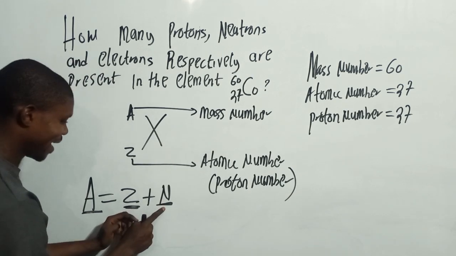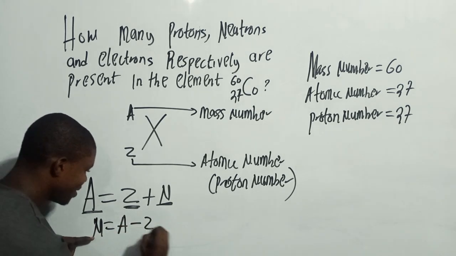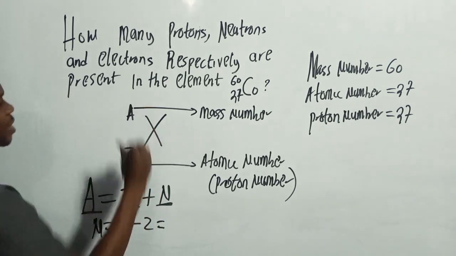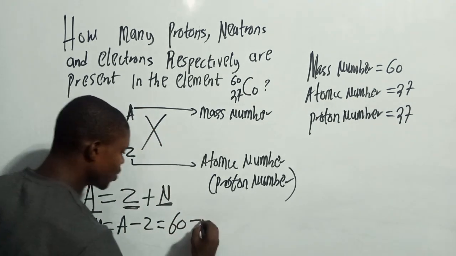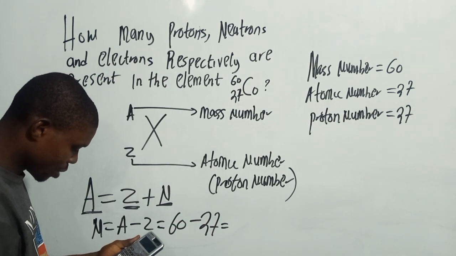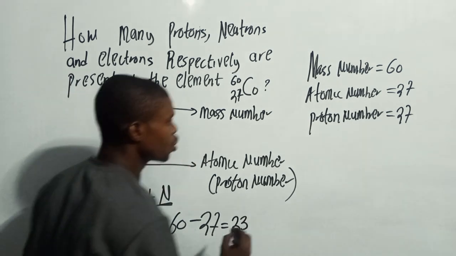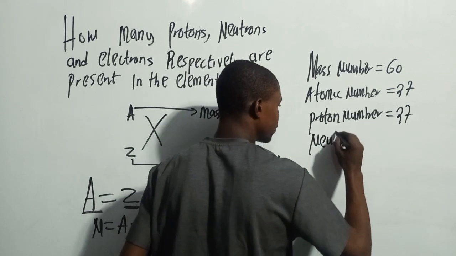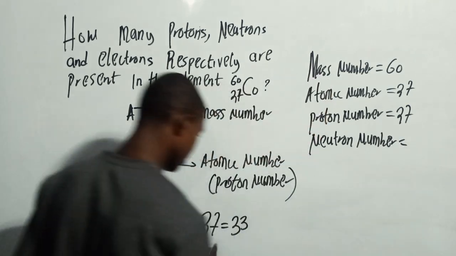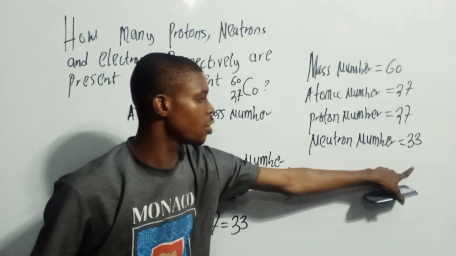Then how do I get my neutron number? My neutron number, which is N, equals A minus Z. You get when you make sure you saw the formula here. So that is 60 minus 27. This is our 27. So 60 minus 27, here we have 33. So neutron number is equal to 33. I hope you see that here.